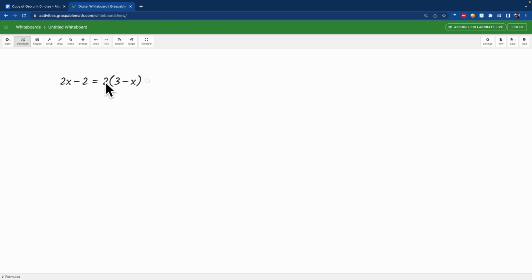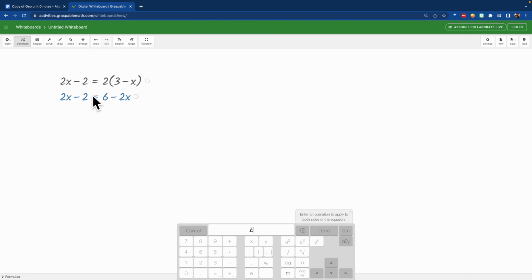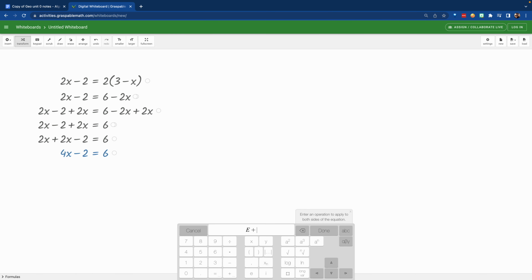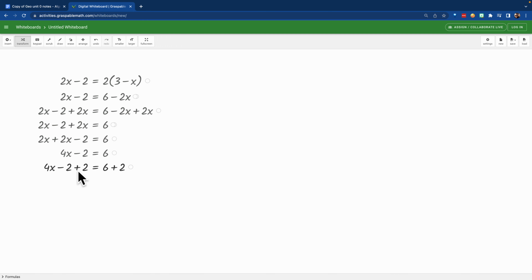So now when we distribute this 2 on the inside, we have 6 minus 2x. Well, I could add 2x to both sides. I'll click on the equal sign, add 2x. That makes a 0 for the x's on the right, but I can combine these two positive 2x's on the left to make 4x. Then I can add 2 to both sides to make a 0 on the left and make an 8 on the right.